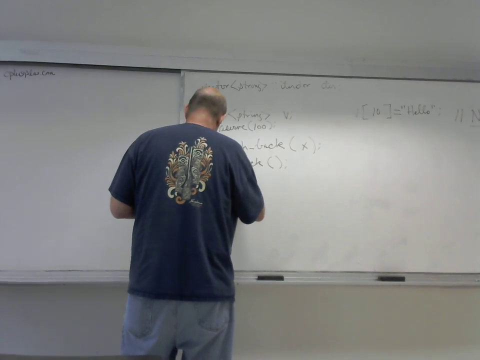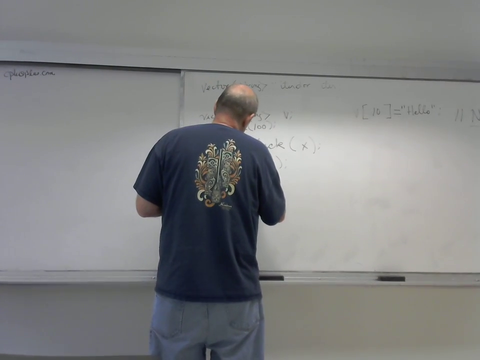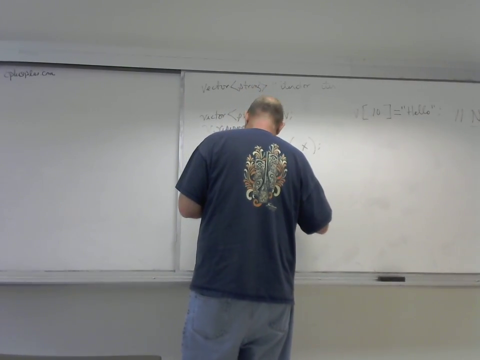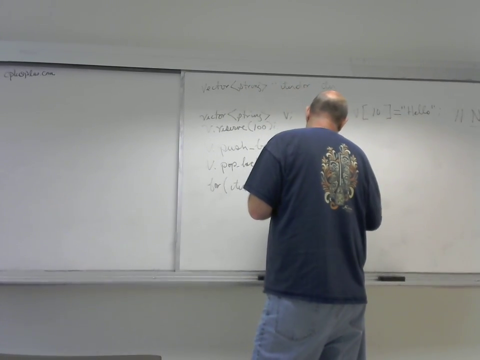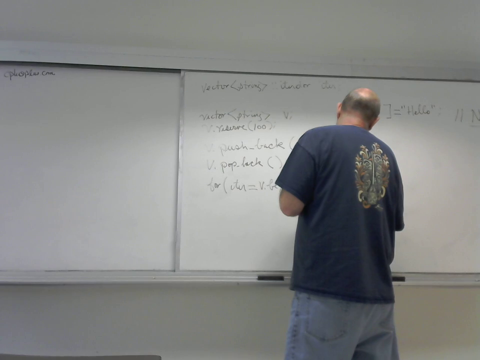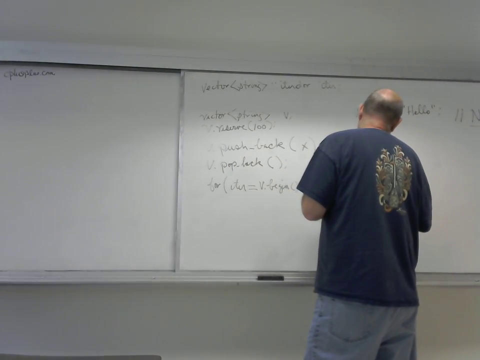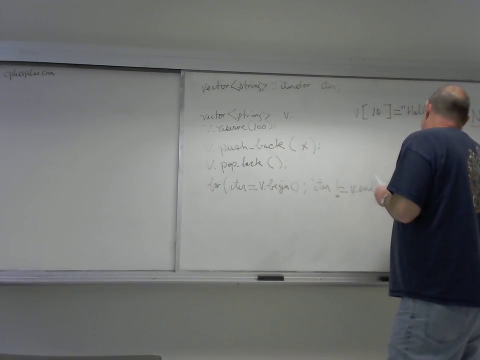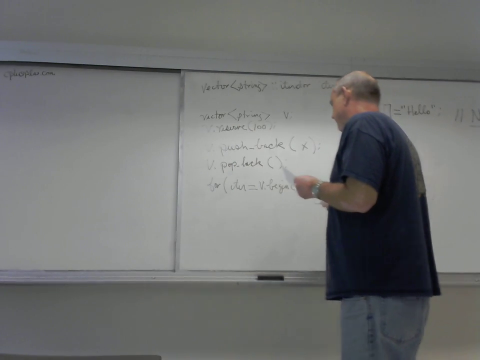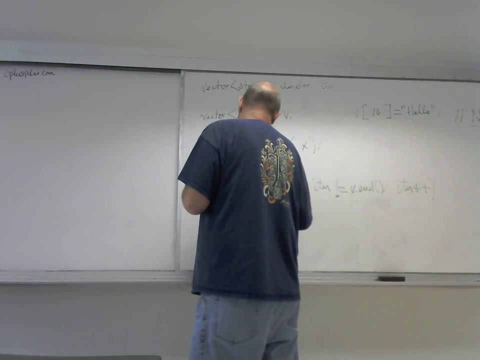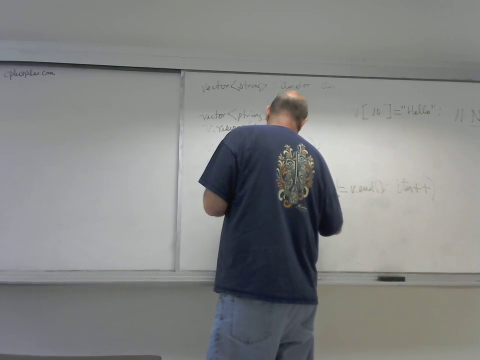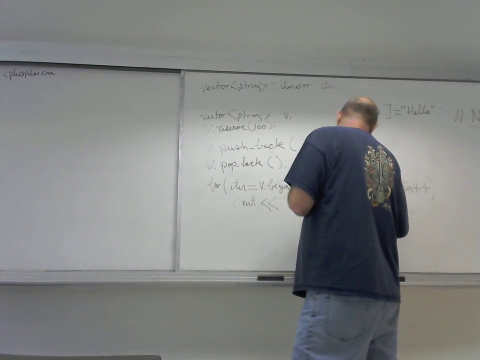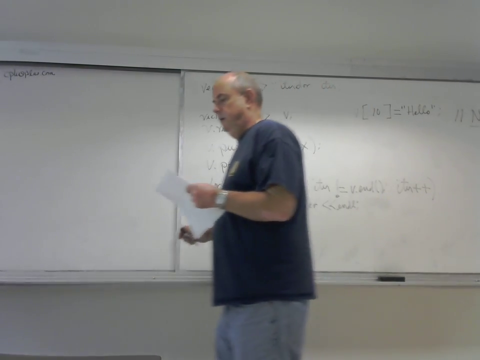For iter equals v dot begin; iter not equal to v dot end; iter plus plus. See how. Oh my goodness. What in the world?